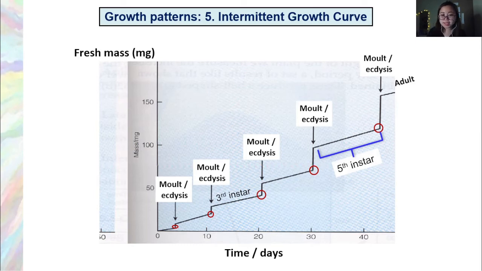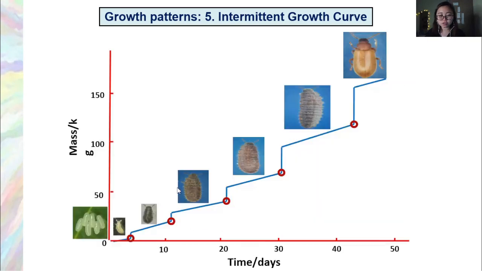Okay? Why is that? Once again, I'm pointing you to the parameter. Here we are weighing its fresh mass. So although the organism, this insect, is not growing in size because the exoskeleton is limiting it, that doesn't mean the cells inside are not growing. The cells inside the insect are still growing, just that it cannot become bigger, but it can become heavier. So take a look at the graph before you answer any questions regarding intermittent growth curve.